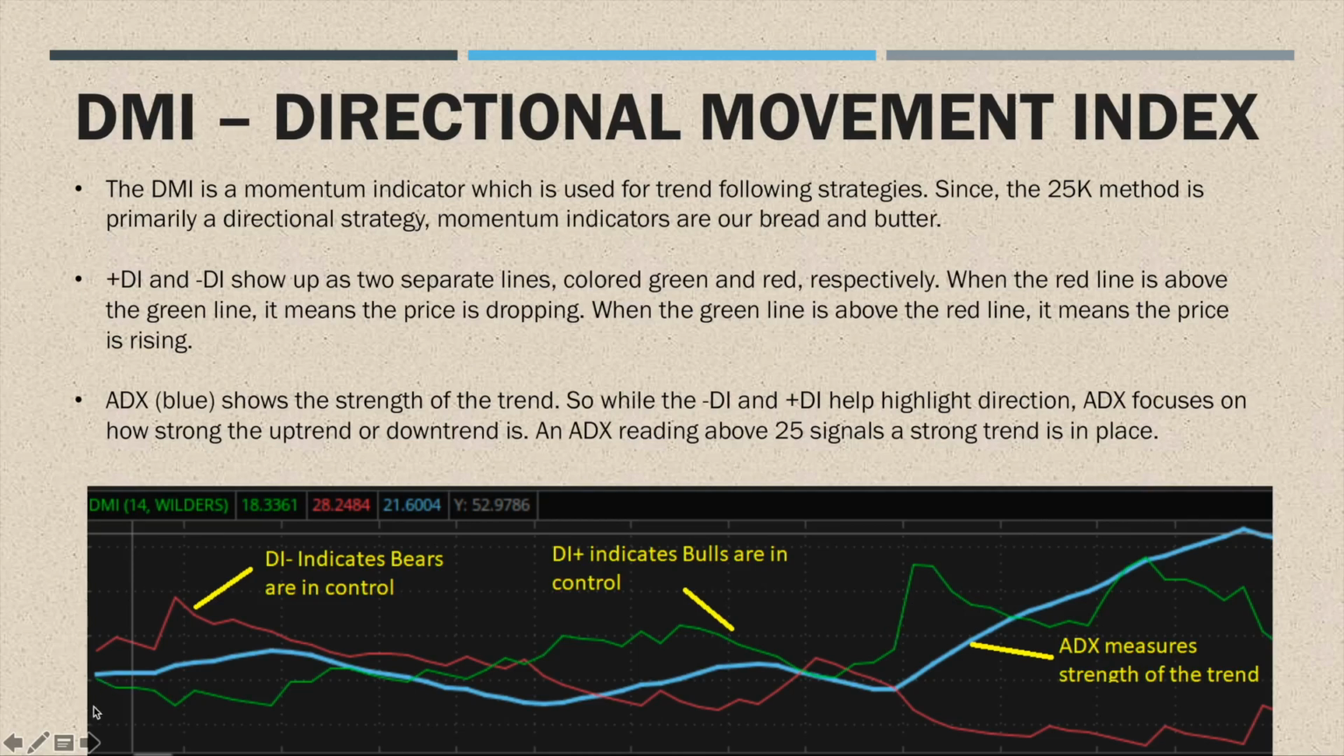ADX is a range bound oscillator and goes from 0 to 100. And if it's above 25, that means the current trend is strong. Usually, when the ADX is below 25, you will find that you are in a choppy market or in kind of a consolidation phase.